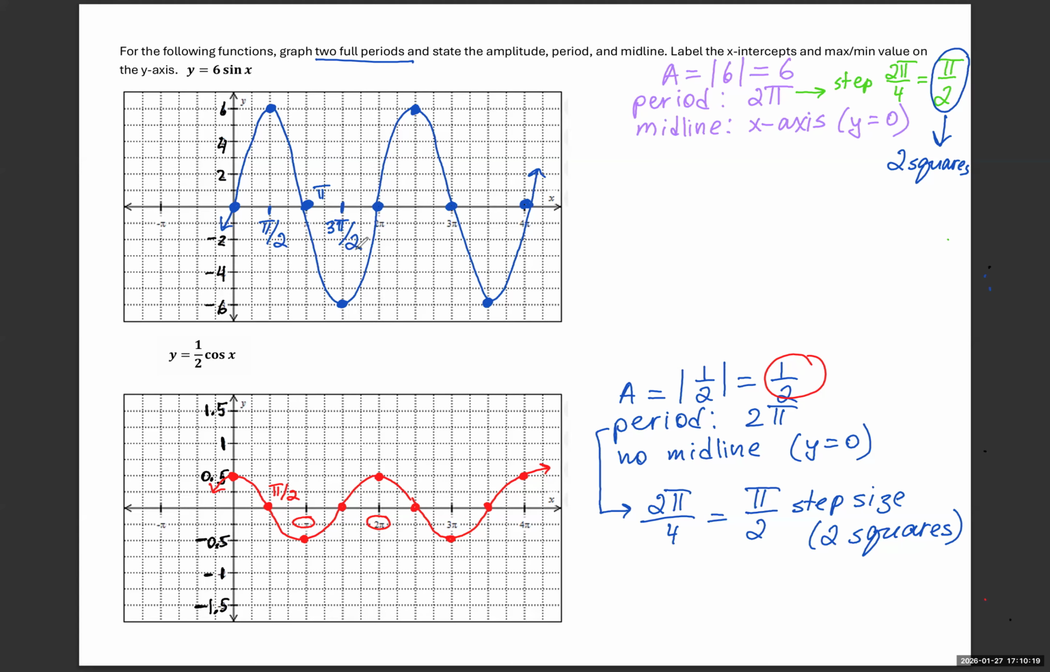If you don't know how to think about it, that is pi. So this number right here, plus a step size, which is pi over 2. And pi plus pi over 2 is 3 pi over 2. You don't need to clutter the graph and label the other maxes and mins. This is perfectly fine. Just label the first one that you got on your graph.